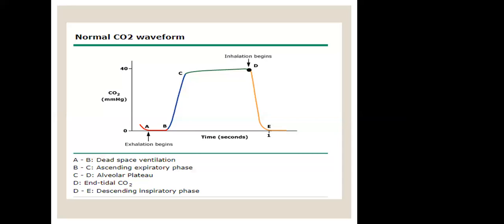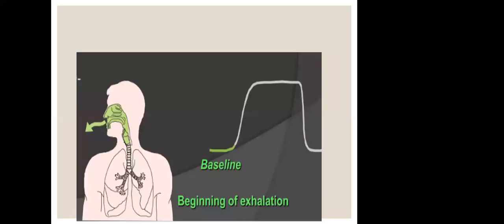This is the normal waveform of CO2. It tells us the information. From A to B on the waveform, that is dead space ventilation. I will show you this. Basically, it starts with the beginning of the exhalation. The air that is present in your mouth, in your pharynx or larynx, comes out. There is no CO2 because there is no exchange of the gases, and it will show just a flat line with the baseline. That is dead space ventilation.